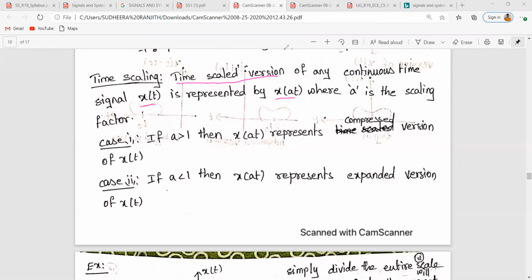If a is greater than 1, then x of at represents the compressed version of x of t. If a is less than 1, then x of at represents the expanded version of x of t. Greater than 1 means compressed, and less than 1 is called the expanded version.